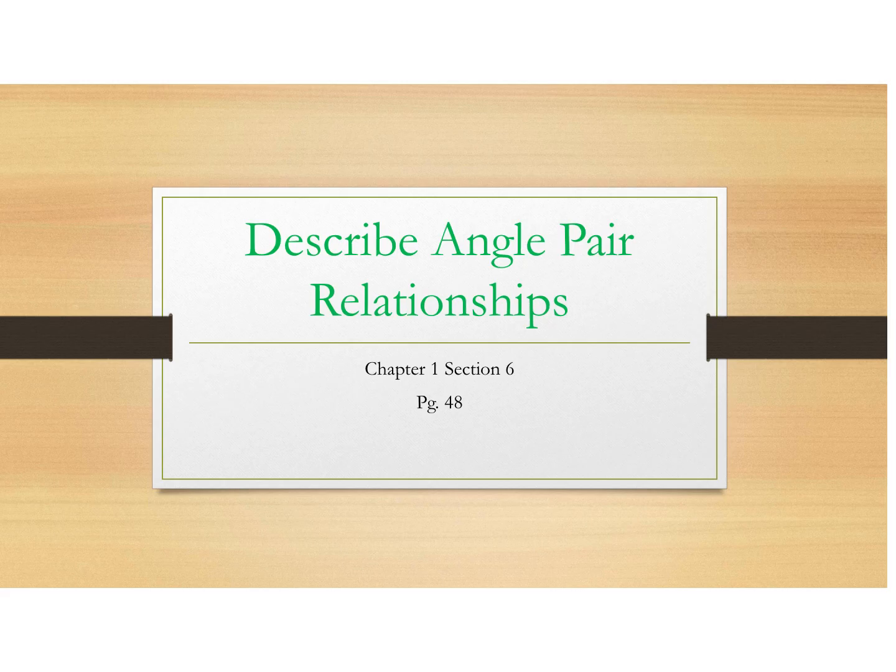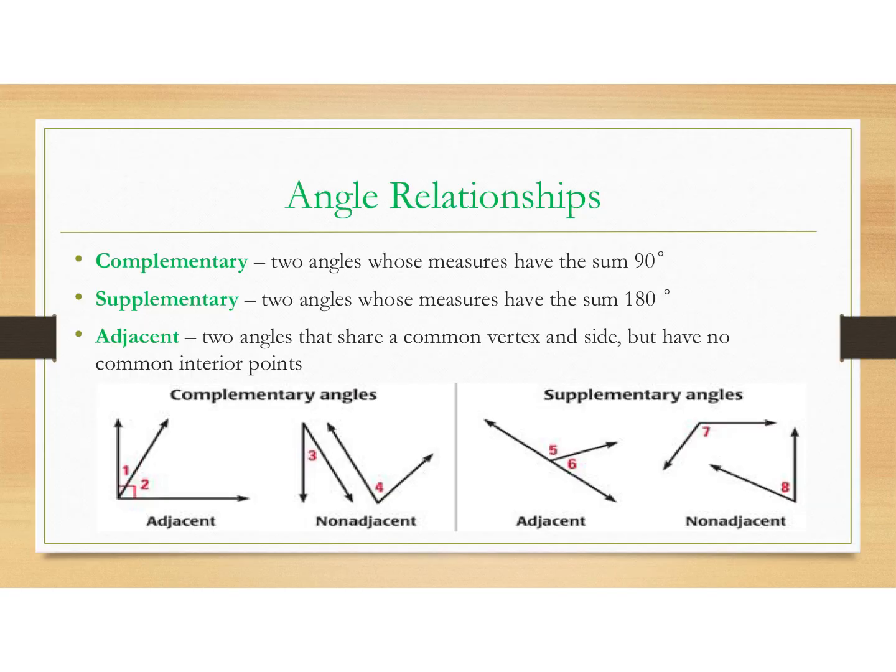So today what we're going to do is cover the last section of chapter 1, it's section 6, and today we're going to learn how to describe angle pair relationships. Now this is a really important lesson. It's going to have a lot of useful information, and you're going to see a lot of this maybe on a PSAT or an SAT. So it's important information. So the first thing we're going to talk about are complementary, supplementary, and adjacent angles.